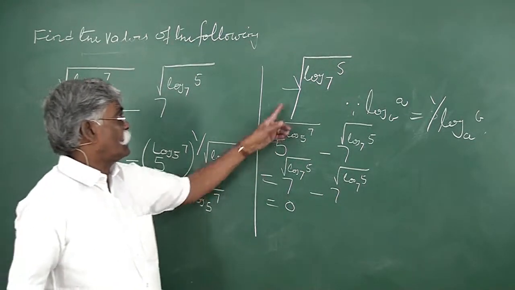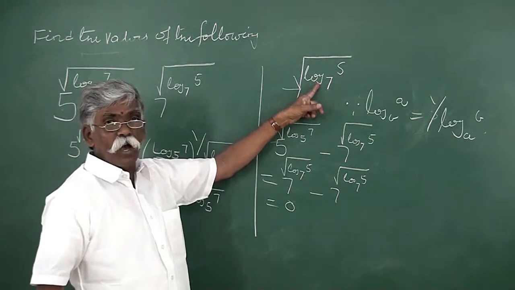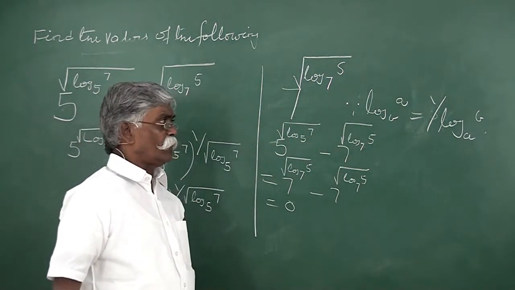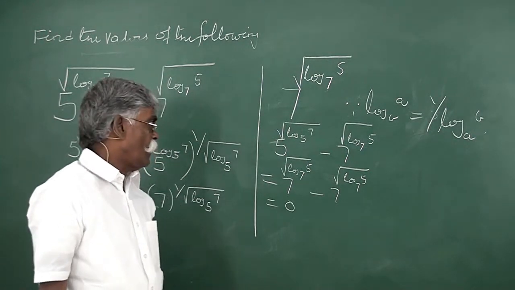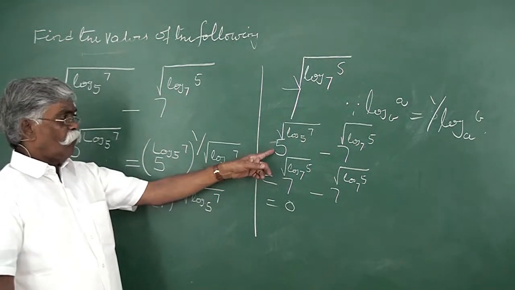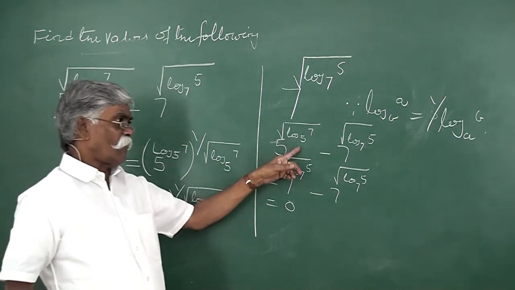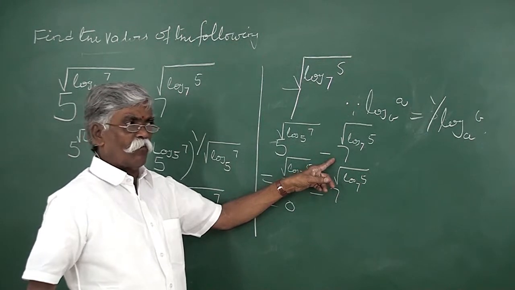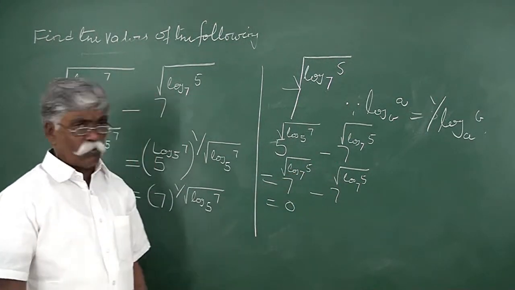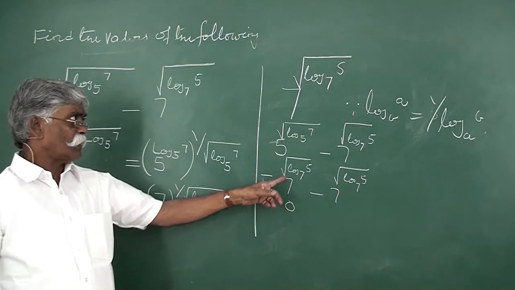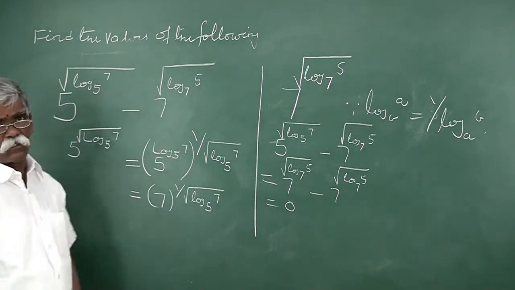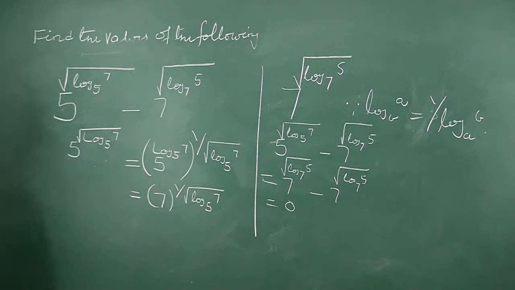This can be written as 7 power square root of log 5 to the base 7, since log a to the base b is equal to 1 by log b base a. Therefore 5 power square root of log 7 to the base 5 minus 7 power square root of log 5 base 7 is equal to 7 power square root of log 5 to the base 7 minus 7 power square root of log 5 to the base 7, which is equal to 0.